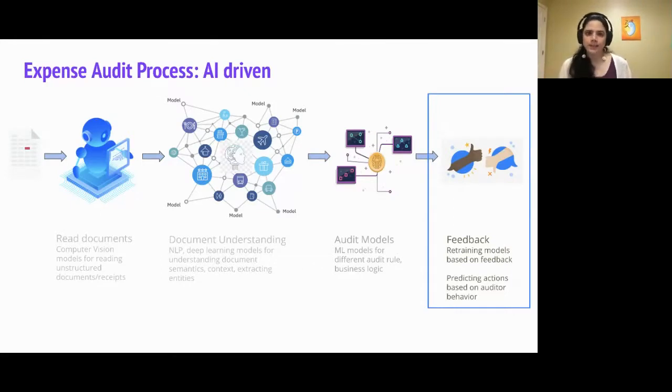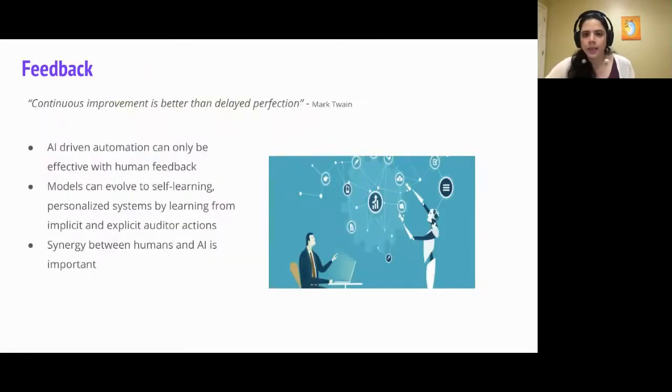The final process I was talking about is feedback. This is the mechanism where the auditors can take actions, and those can be communicated back to the model so the models can improve. One thing I would like to point out is that AI models are not perfect. They are not going to be 100% accurate. No system is perfect. There's a very nice quote by Mark Twain that says continuous improvement is better than delayed perfection. So even though the AI models are not going to be 100% perfect, they can be continuously improving.